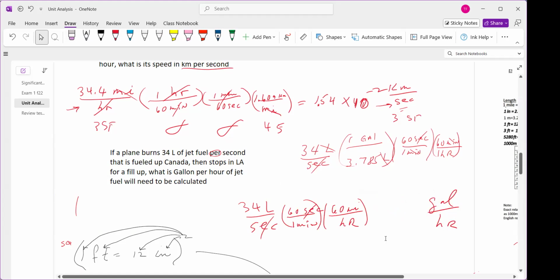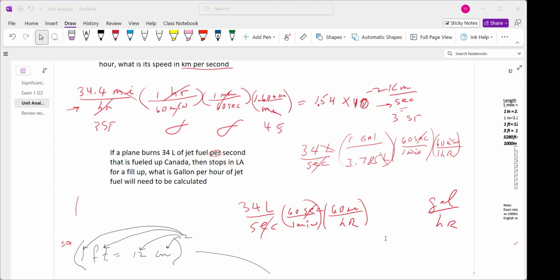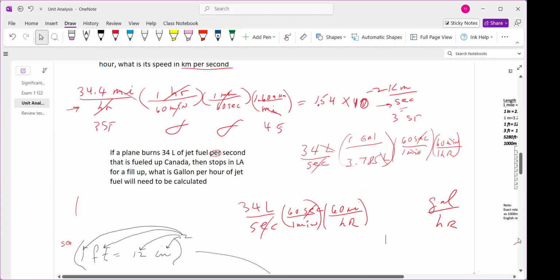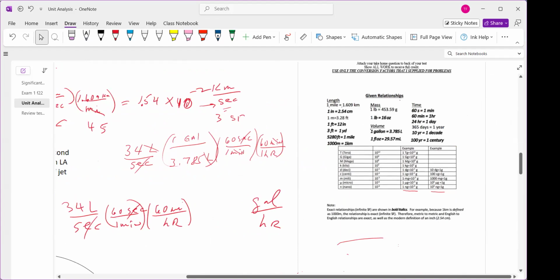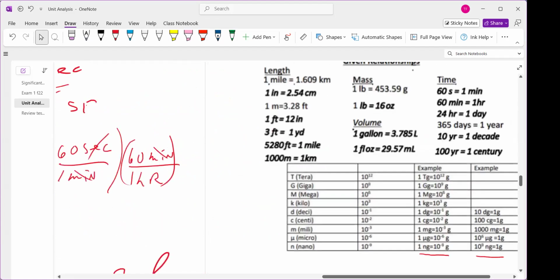Now we need to go from liters to gallons. I have no fever, you guys. I'm not contagious. I sound like a TB ward.